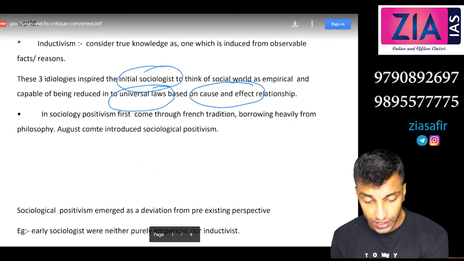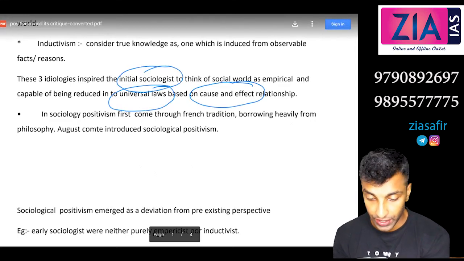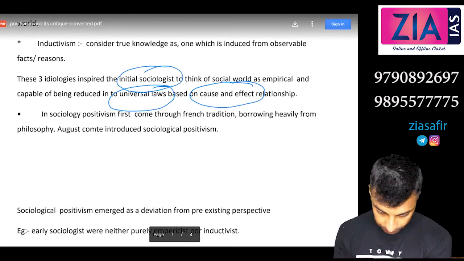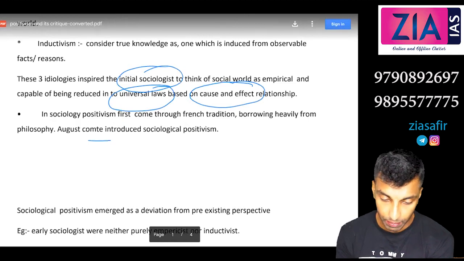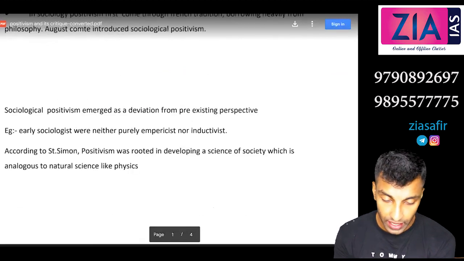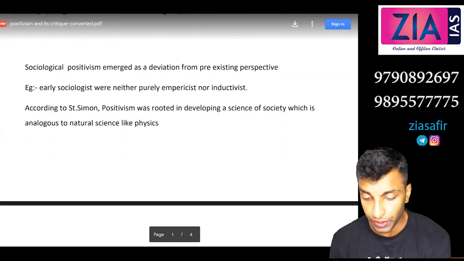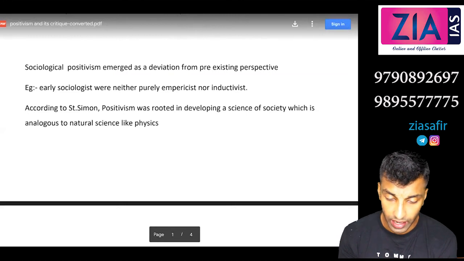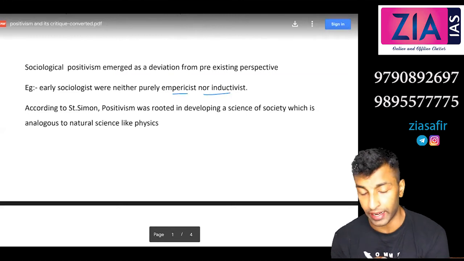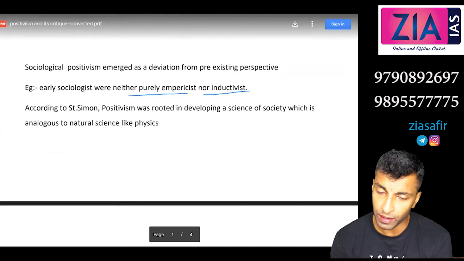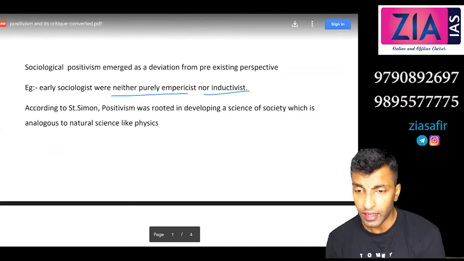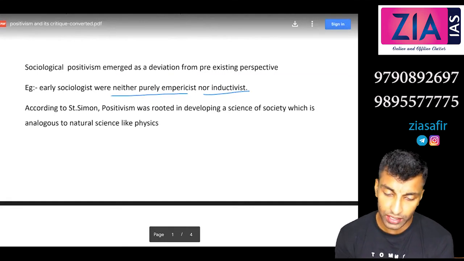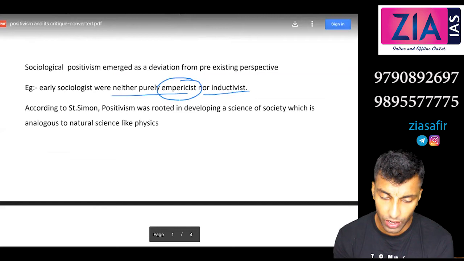In sociology, positivism first came through the French tradition, borrowing heavily from philosophy. Auguste Comte introduced sociological positivism. Sociological positivism emerged as a deviation from pre-existing perspectives. For example, early sociologists were neither purely empiricist nor inductivist. Before positivism, the general ideas are empiricism, inductivism and naturalism, but early sociologists were not purely empiricist nor inductivist.